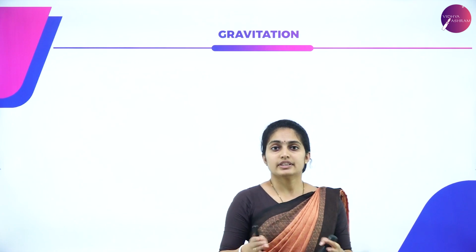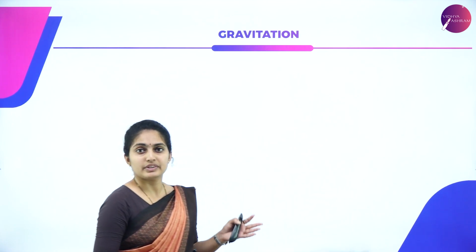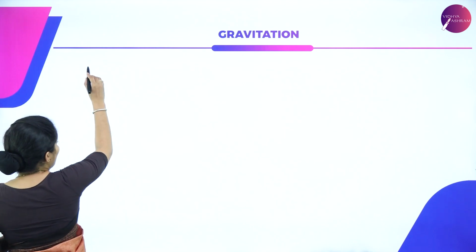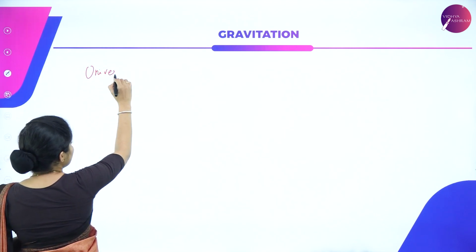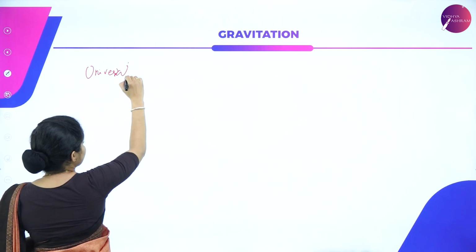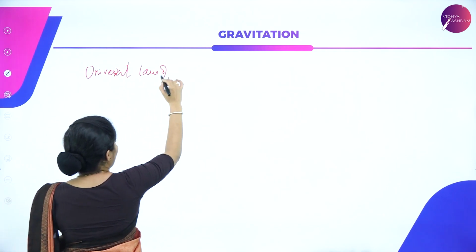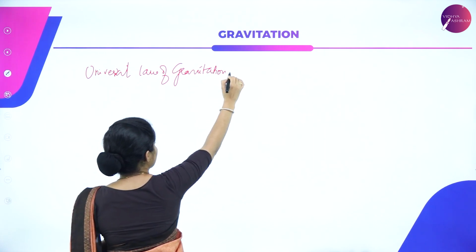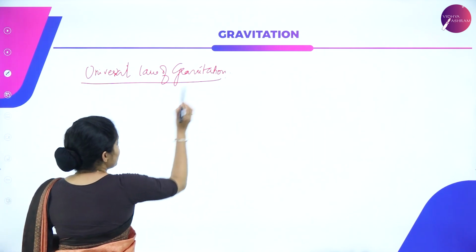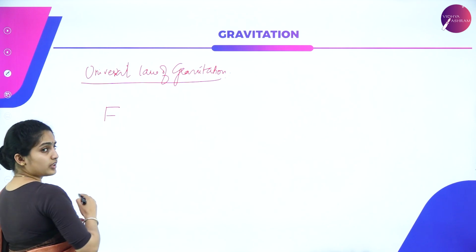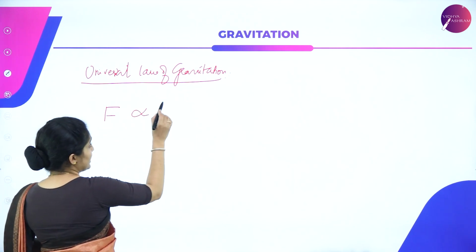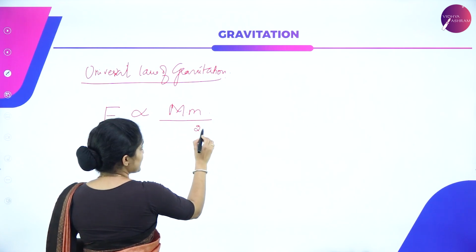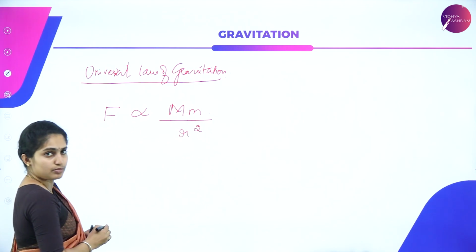So this is the difference between gravity and gravitation, for which you have a law called the universal law of gravitation. So what does this universal law of gravitation tell? The force of attraction between two objects is directly proportional to the product of the masses of the two objects and inversely proportional to the square of the distance between them.